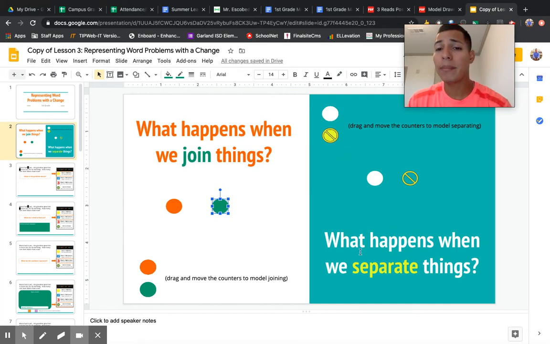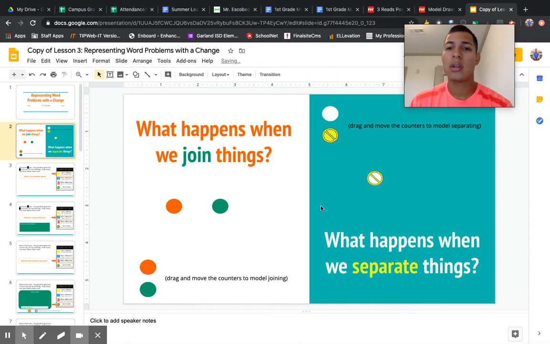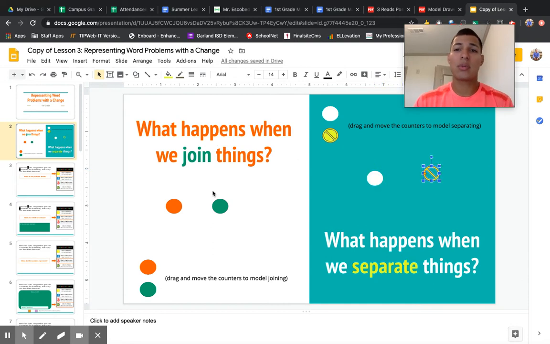All right. Now, what happens when we separate things? So I have these 2 dots here. I'm going to put this one together, actually. Okay. That's how it looks. What happens when we separate it, though? I'm just going to let you guys think about that, too, okay? So remember, what happens when we join? What happens when we separate? Join, more coming together. Separate, we're taking them away. Right?